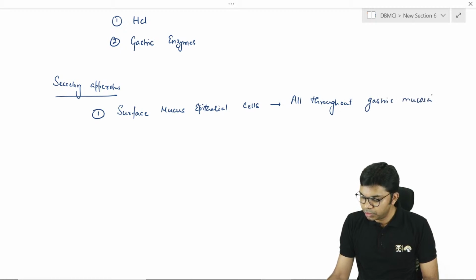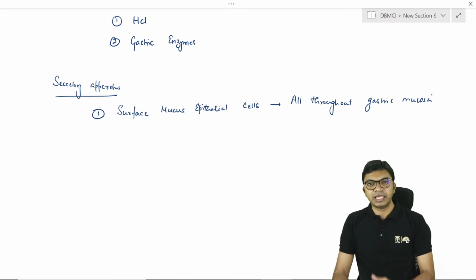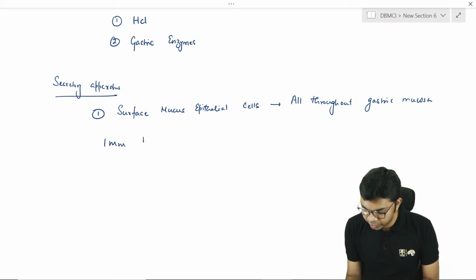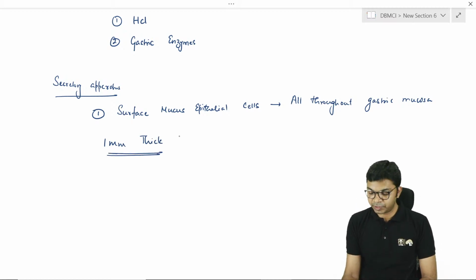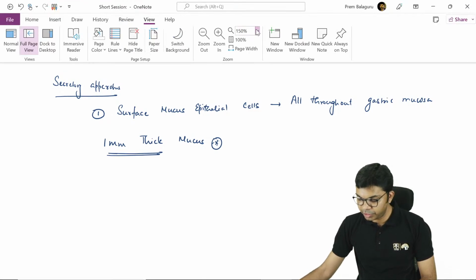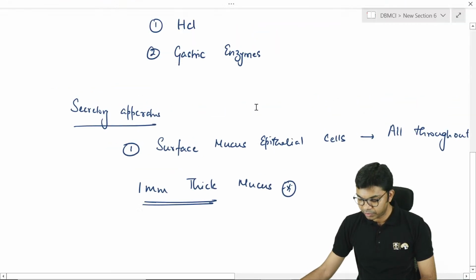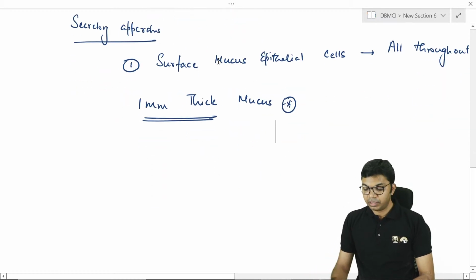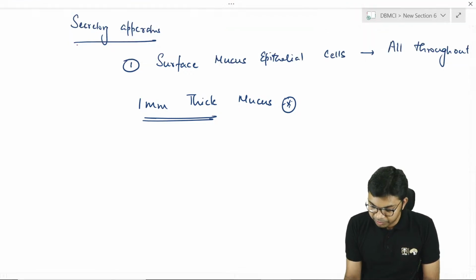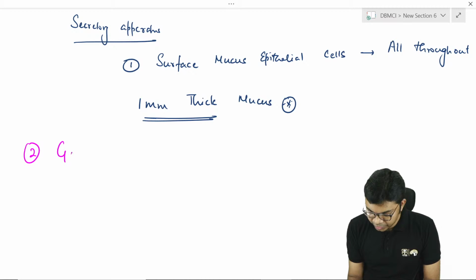And these mucus producing epithelial cells keep on producing mucus, and this mucus production is going to be at a level of about 1 millimeter thick. That's the first and foremost mucus producing structure you need to understand, doctors. After which you need to be familiar about gastric glands.